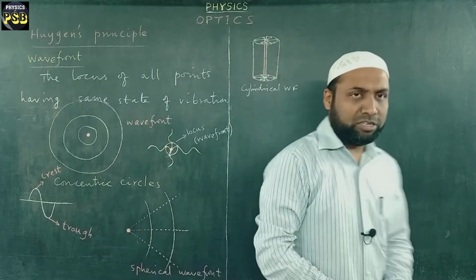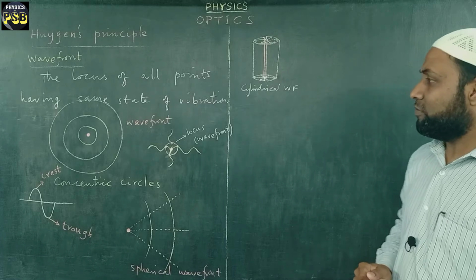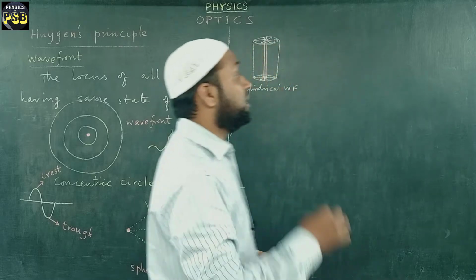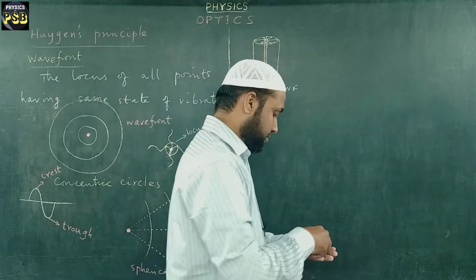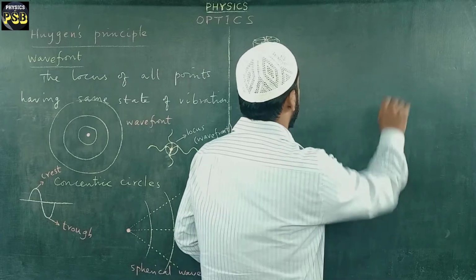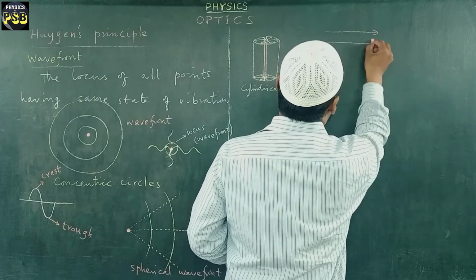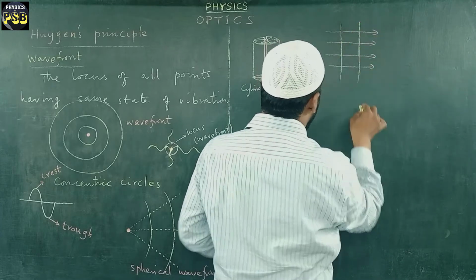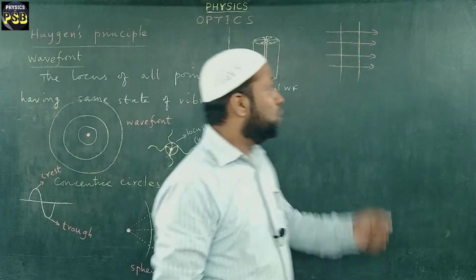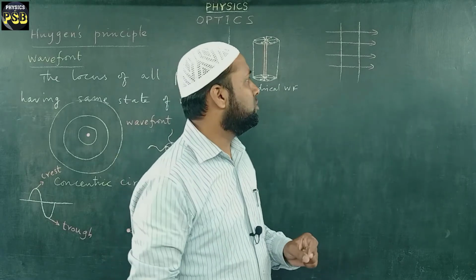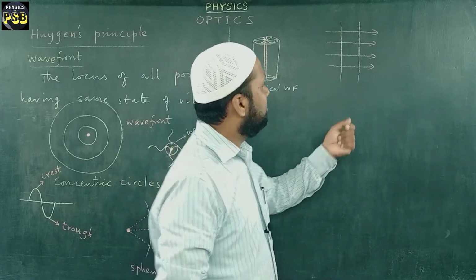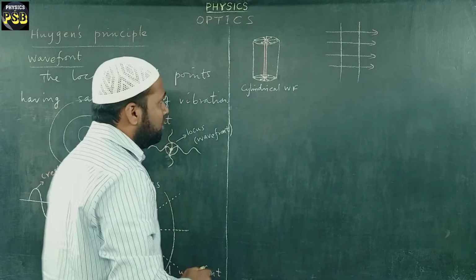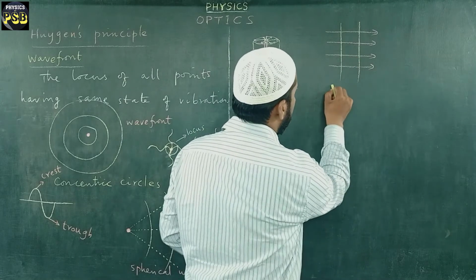Now next, suppose there is a source of light located at infinite distance, then it gives out plane wavefront. These are the rays coming out of a source of light which is located far away from us. Then it produces plane wavefronts. So here, if you look at all this diagram, this is the wavefront, plane wavefront.